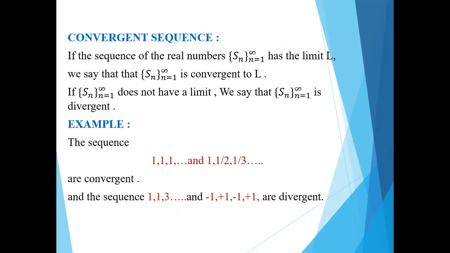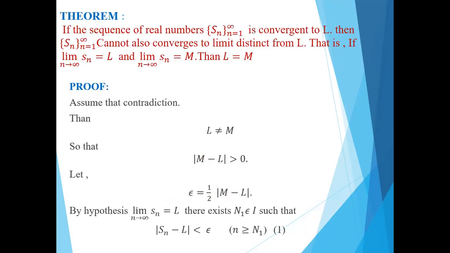An example of convergent sequences: 1, 1, 1, ... and 1, 1 by 2, 1 by 3, ... are convergent. And the sequence 1, minus 1, plus 1, minus 1, plus 1, ... is divergent.